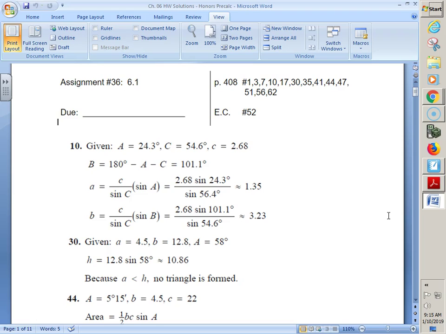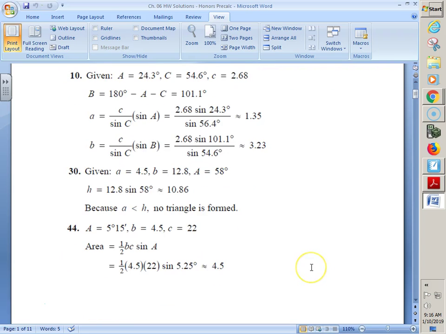Let's go. All right, section 6.1. Let's go ahead and grade. You guys can see number 10, number 30, number 44. As you guys are grading, Kyle, what's up, bud? We'll get back to that in just a sec. Hold on to it.